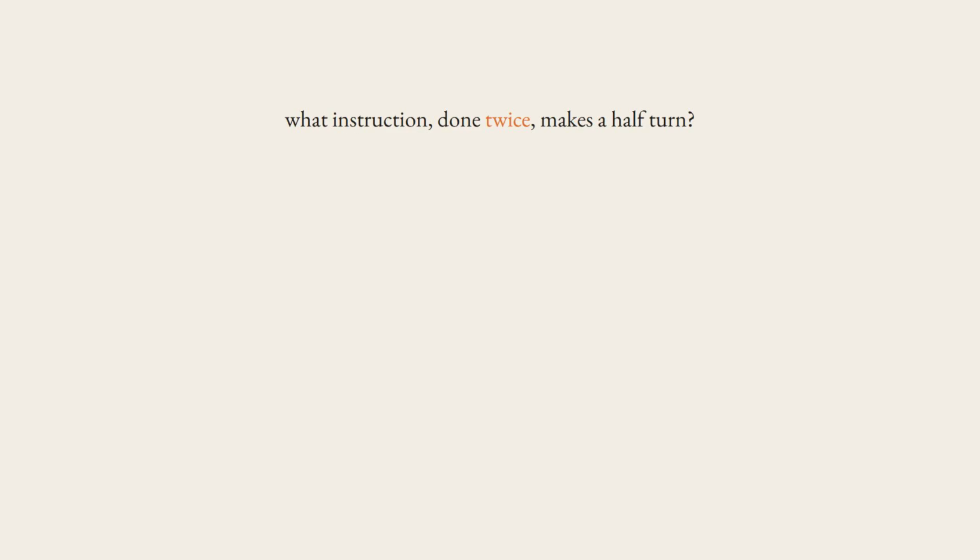But you already know something it took them ages to see. Times itself means do the same instruction twice. So the square root of -1 is really asking a different question. What instruction, done twice, makes a half turn? And said like that, you can answer it yourself. A quarter turn. Turn 90 degrees, then 90 again, and you have turned a full 180.